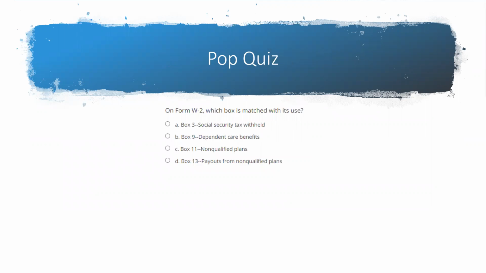Perfect. Yes. Couldn't have timed that any better. One more question. On Form W-2, which box is matched with its use? Box 3 is Social Security tax withheld. Box 9 is dependent care benefits. Box 11, non-qualified plans, or box 13, payout from non-qualified plans.